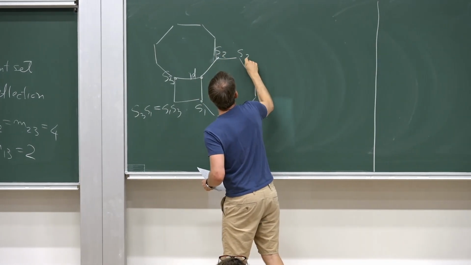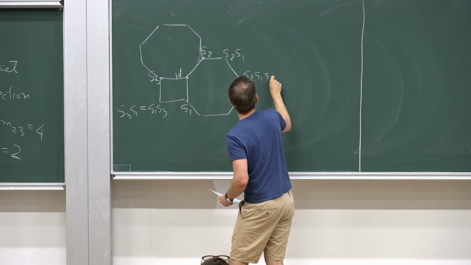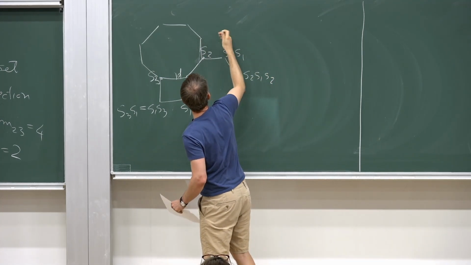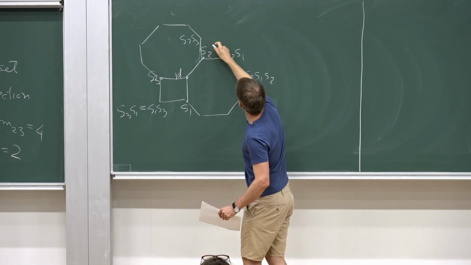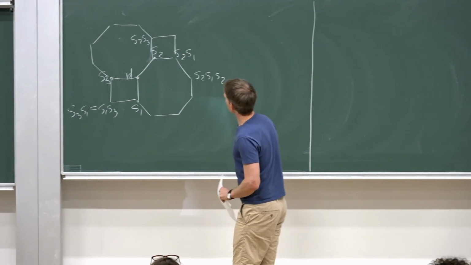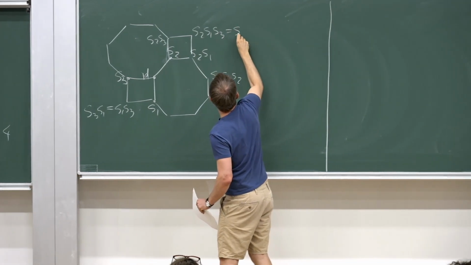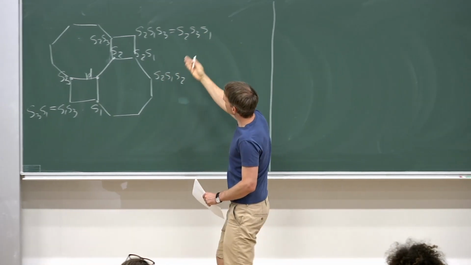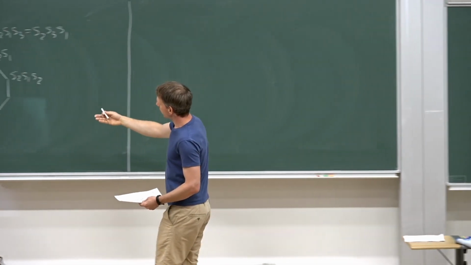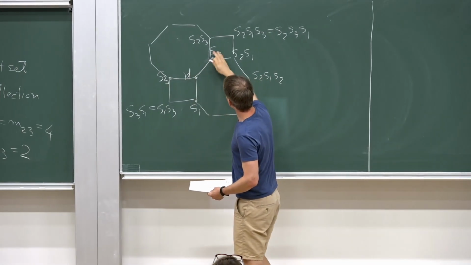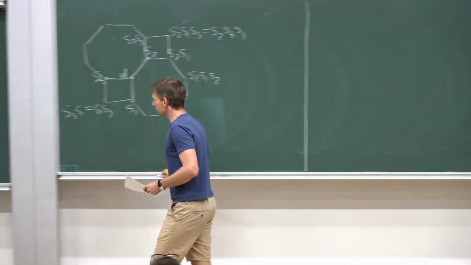So this will be S2, S1, S2, S1, S2, etc. This element will be S2, S3, and there will be another square here based at S2, because this one is S2, S1, S3, which is also equal to S2, S3, S1. In general, this Cayley graph will tile the Euclidean plane with squares and octagons. And now for the walls.